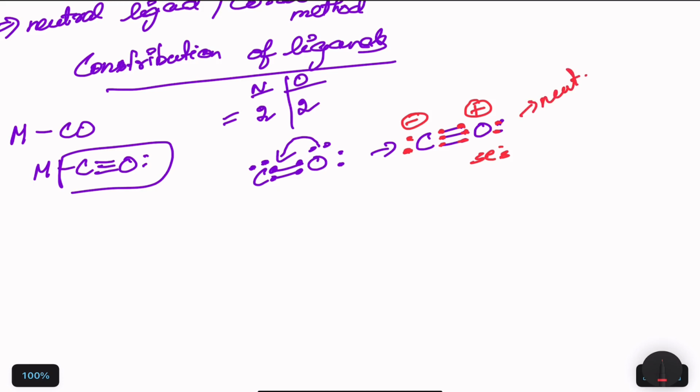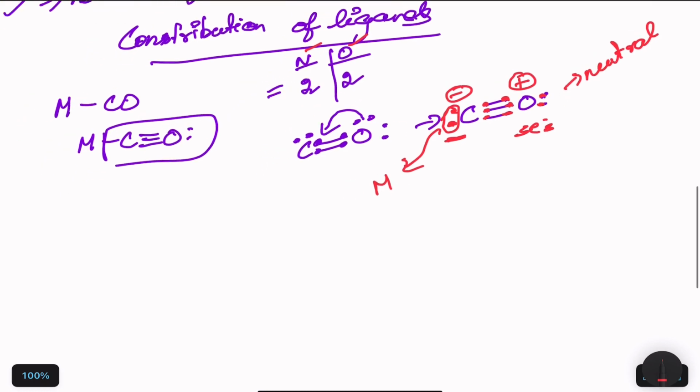Whenever there is a neutral ligand, whether it is the neutral method or the oxidation method, it is going to give the same contribution of electrons. So these 2 electrons are contributed to the metal. That is why its contribution is 2.